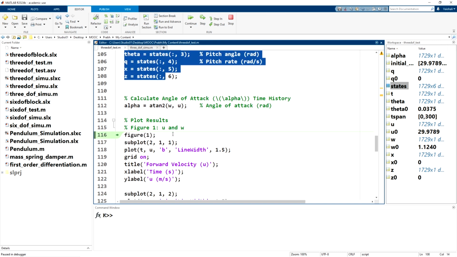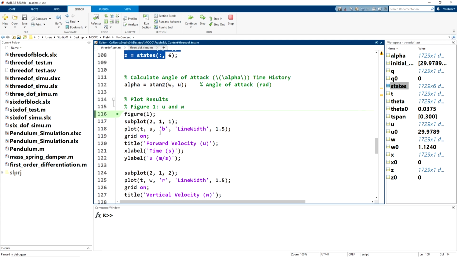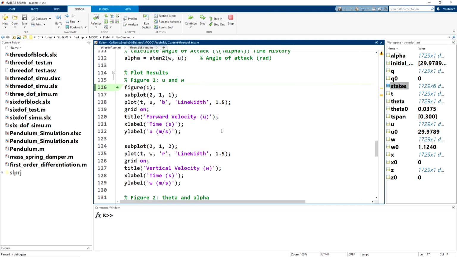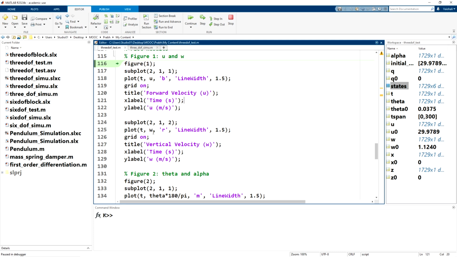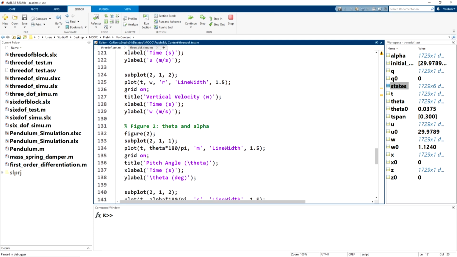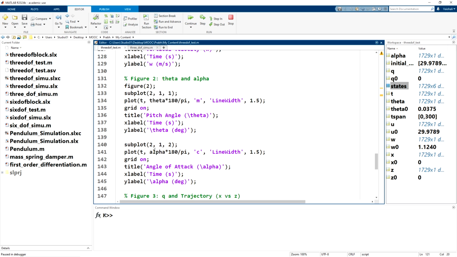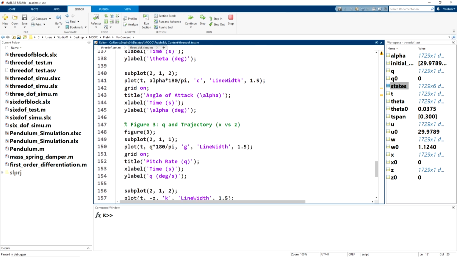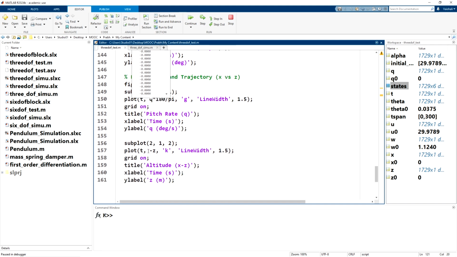Then finally I am moving this breakpoint here. In figure 1 I am plotting t comma u. Since I have already run it, that's why it was showing me the values of u, you can see here. And the second subplot is t comma w. In figure 2 I plotted time with theta, time with alpha. Figure 3 is plotted with q and z.